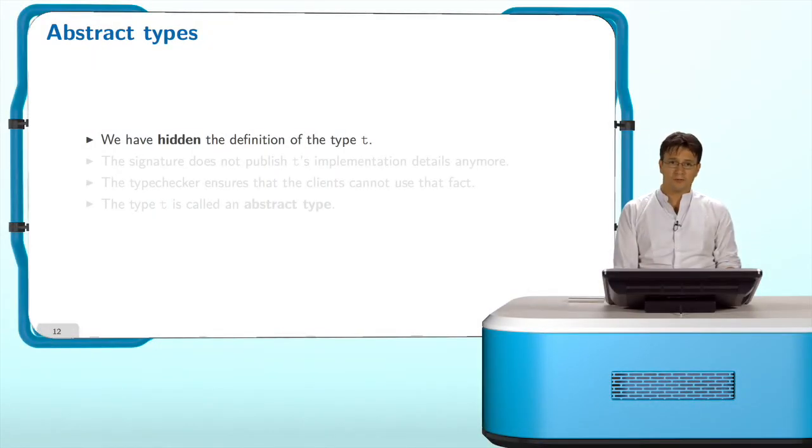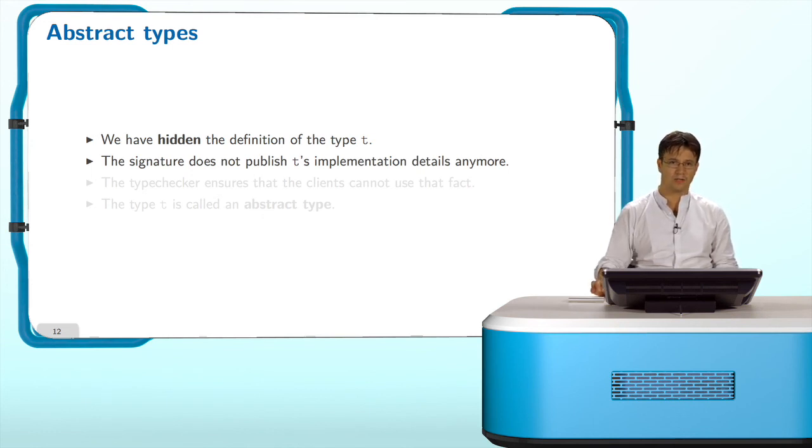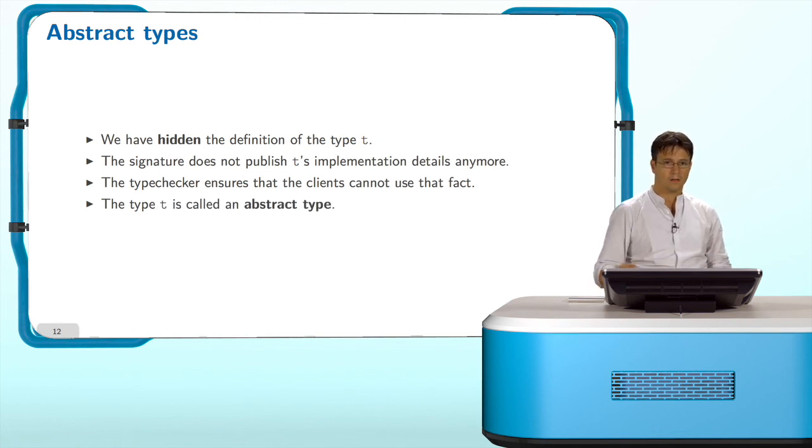So what we have done with abstract types is just to hide the definition of the type. Now the signature does not publish t's implementation details anymore, and the type checker ensures that the clients cannot use that fact. So that's exactly why t is called an abstract type.